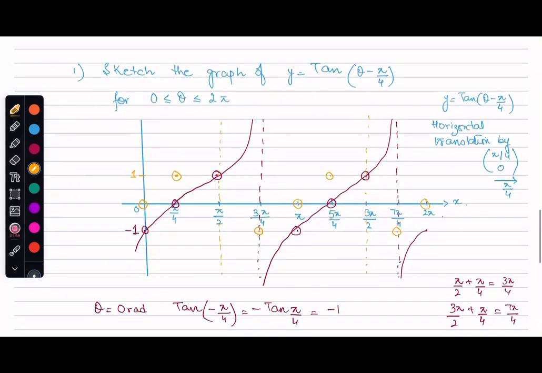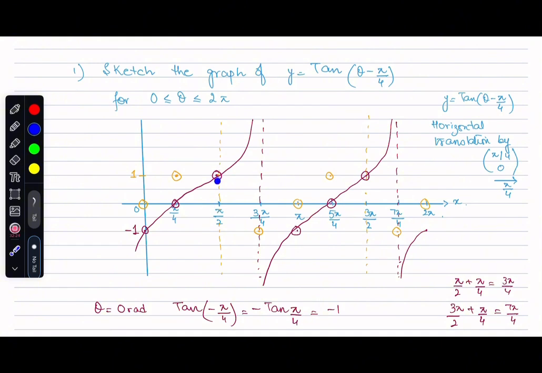But here, as the question says, it should be translated by pi by 4 towards the positive x-axis. Therefore, simply what I have done is move this 0, which was giving us a 0 value, to pi by 4. This 0 moved to pi by 4. Pi by 4, which was a 1, moved to pi by 2, because pi by 4 plus pi by 4 gives me pi by 2.